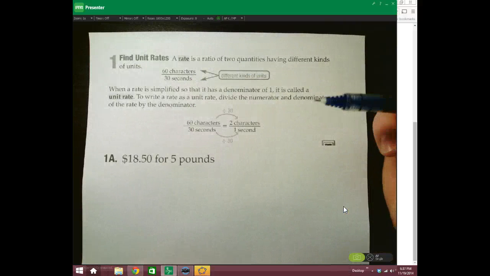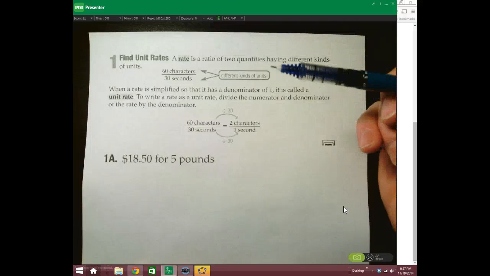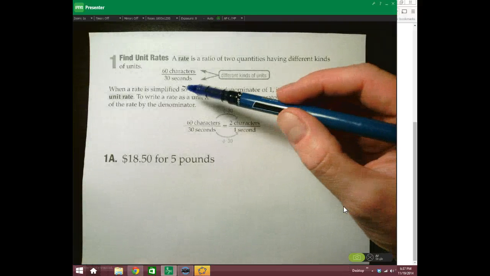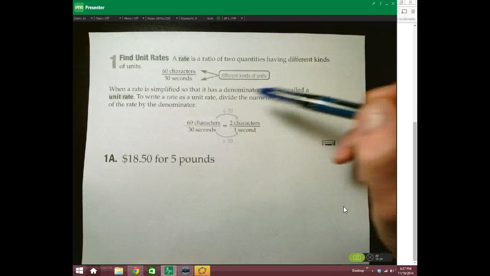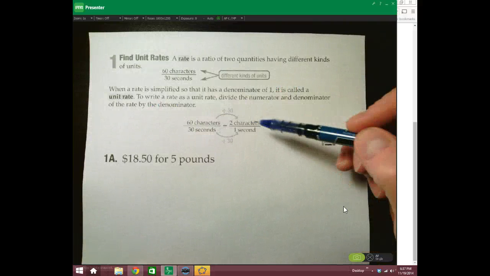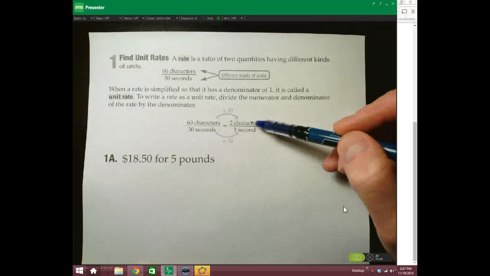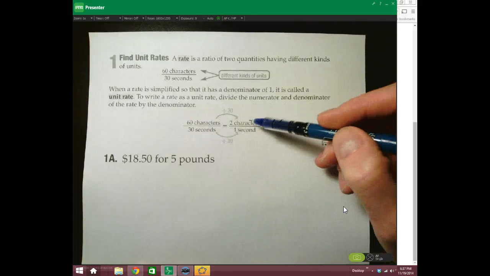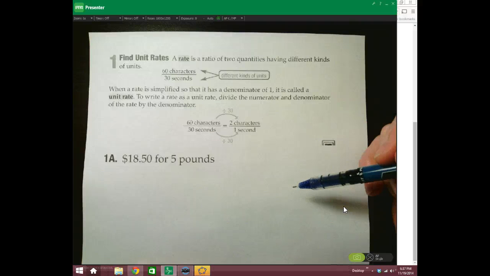So a rate means unit, or 1 means just simply a unit. So to write a rate as a unit rate, divide the numerator and the denominator by the denominator. So basically divide them both by, in this case, 30. So 60 divided by 30 is 2. 30 divided by 30 is 1. Now we're seeing 2 characters per second.